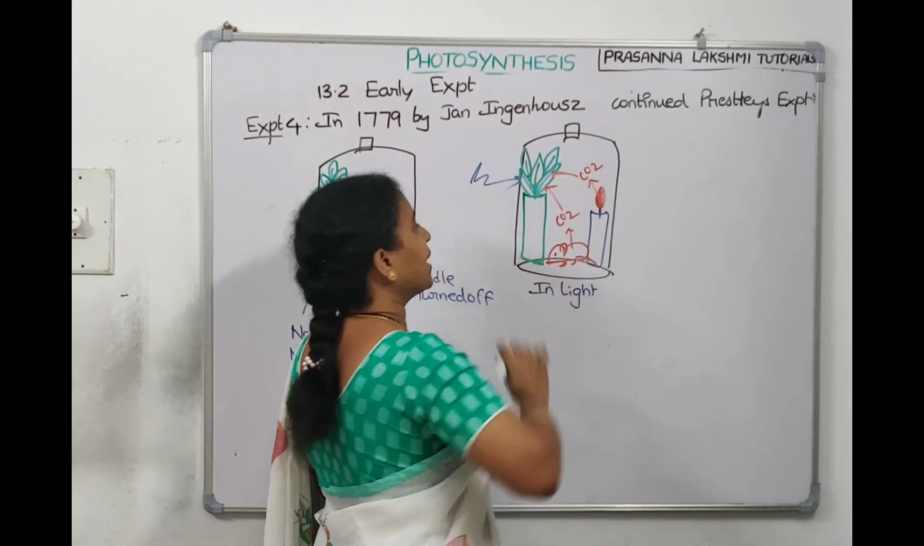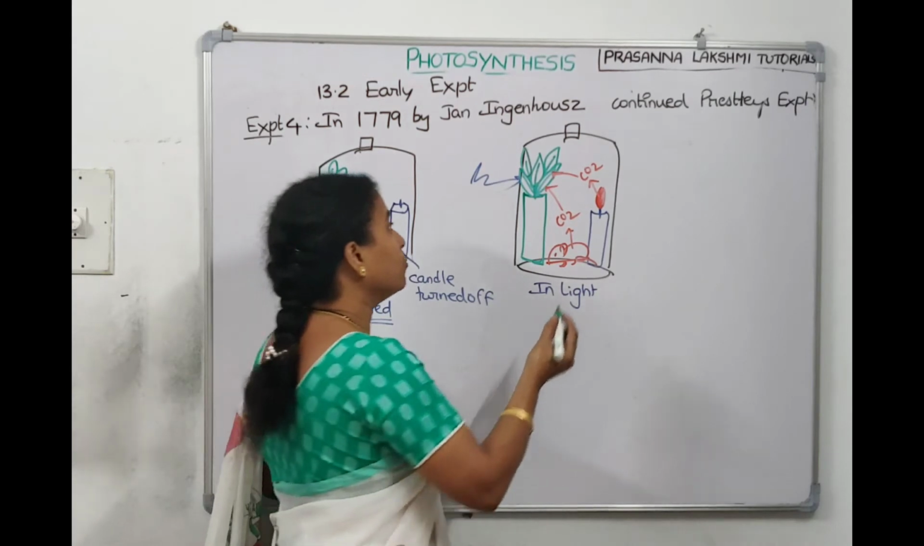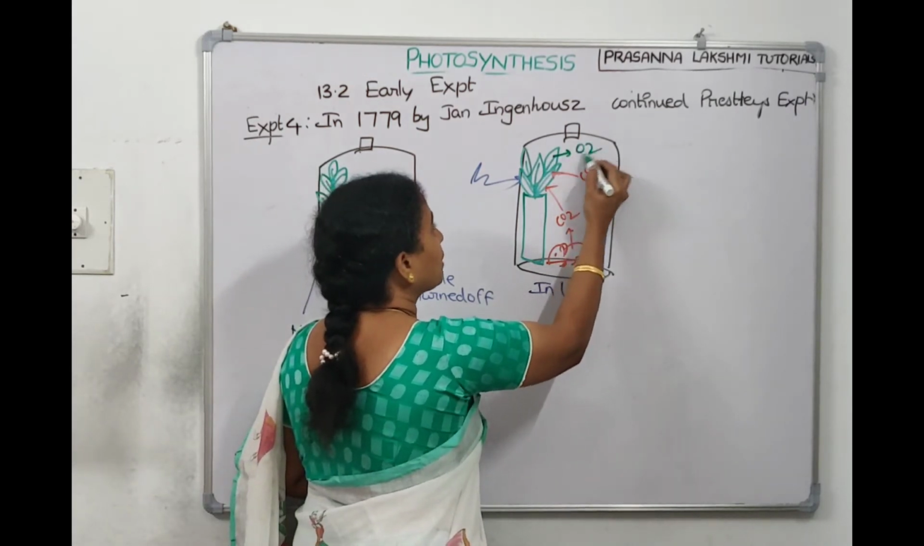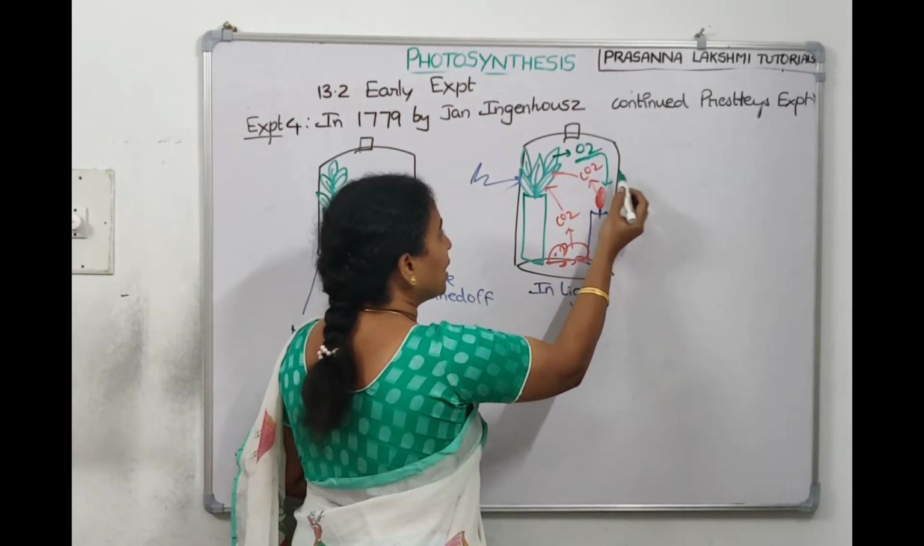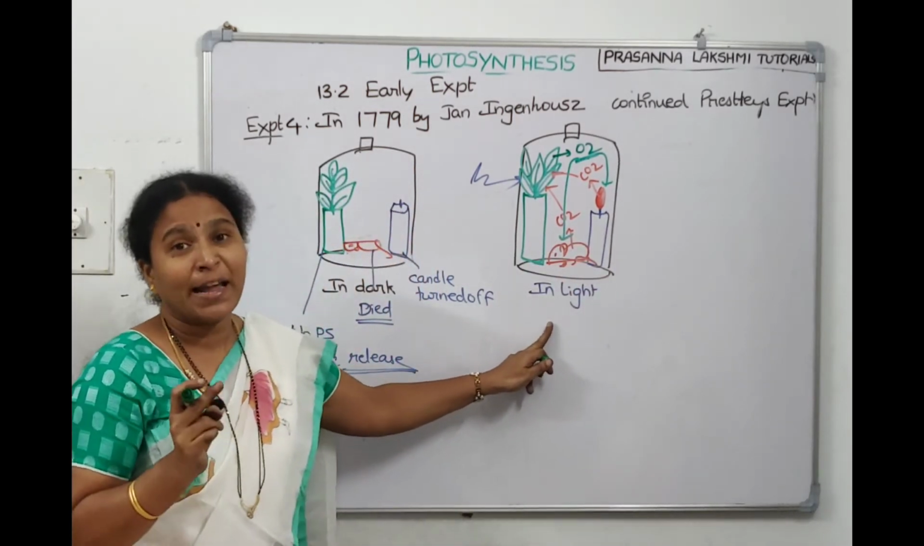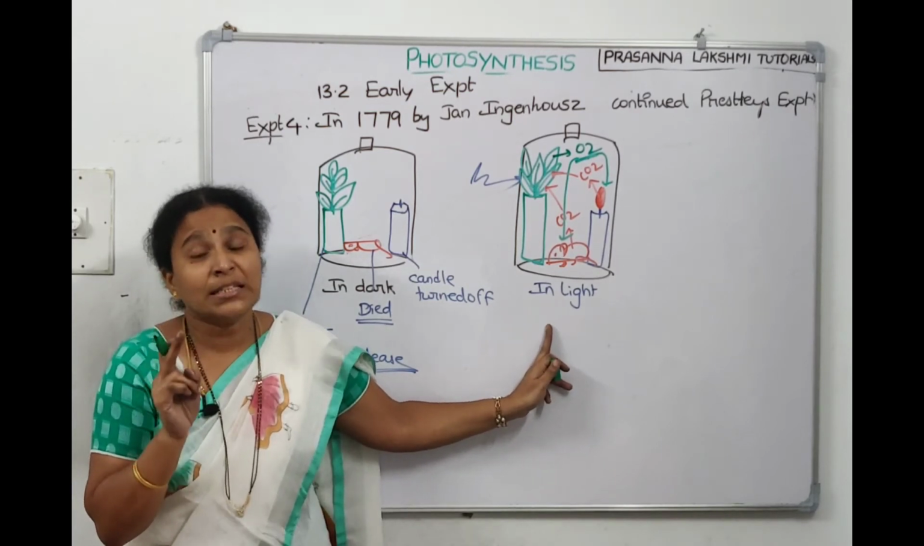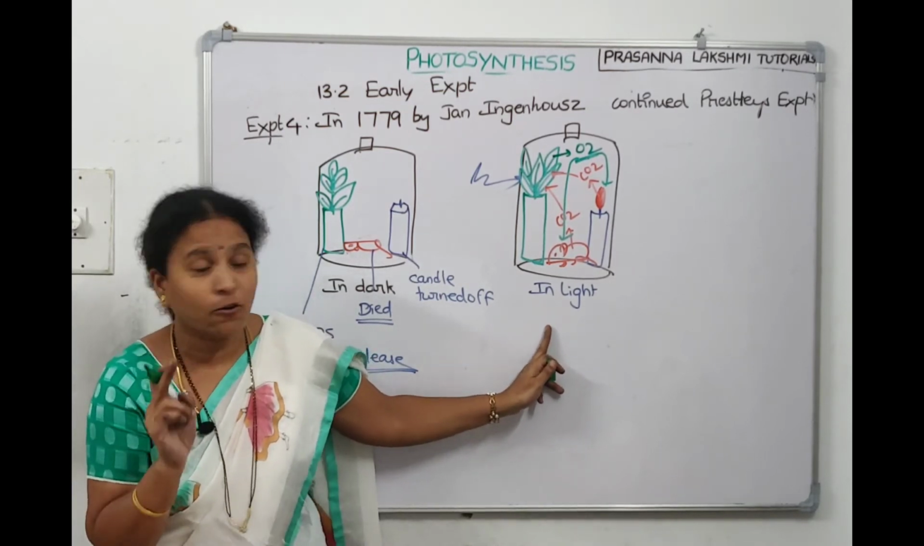This carbon dioxide is taken by the plant, and what will the plant do? The plant takes the carbon dioxide, does photosynthesis and releases oxygen. With that oxygen, the candle will be alive, the mice will be alive. So in the presence of light only photosynthesis is done. So he showed that sunlight is essential for photosynthesis.